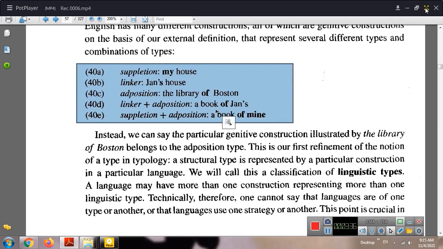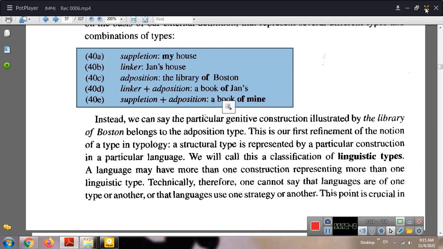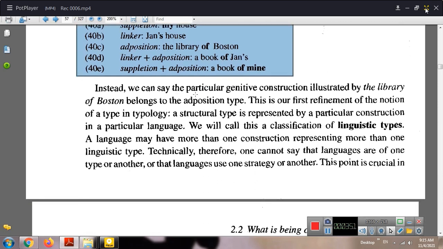We want to understand which one is basic and how we can classify the genitive form of English in typologies. Instead, we can say the particular genitive construction illustrated by the Library of Boston belongs to the adposition type. This is our first refinement of the notion of a type in typology. Okay, it is the first notion of type in typology.